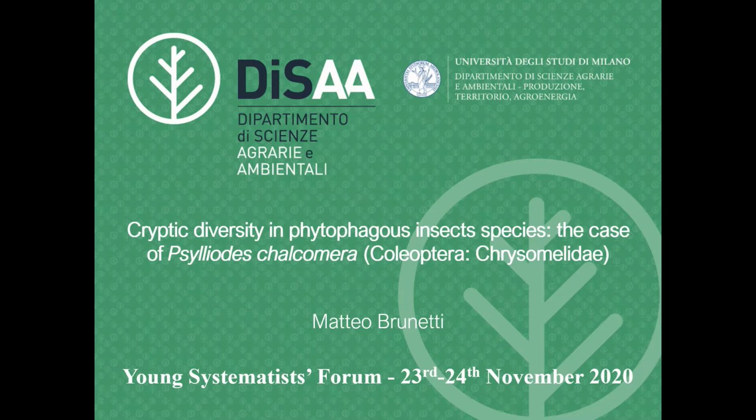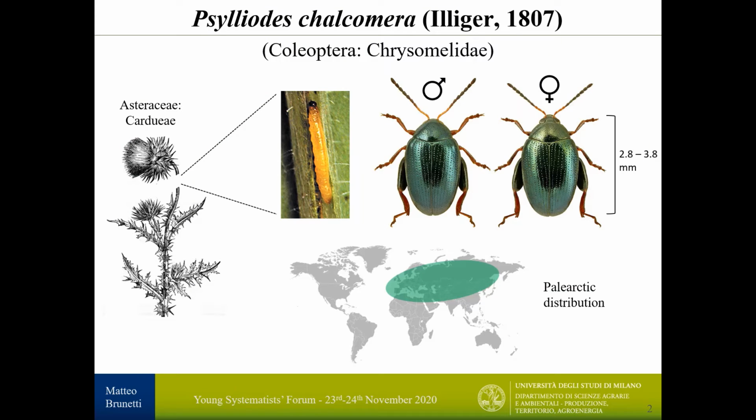Welcome everybody, I'm Matteo Brunetti and I'm here to present you this study on the cryptic diversity in a phytophagous insect species, Psylliodes chalcomera. Psylliodes chalcomera is a Palearctic beetle species belonging to the family Chrysomelidae, a family that includes exclusively phytophagous species.